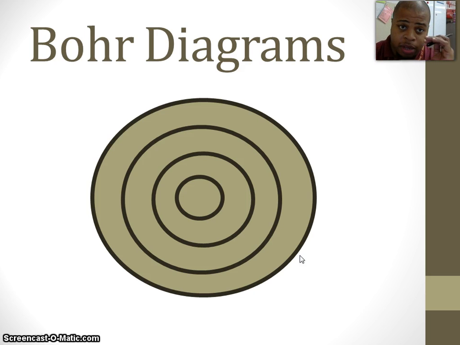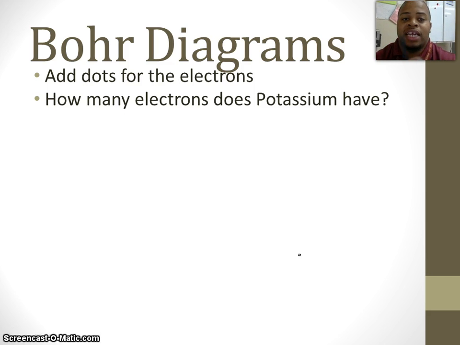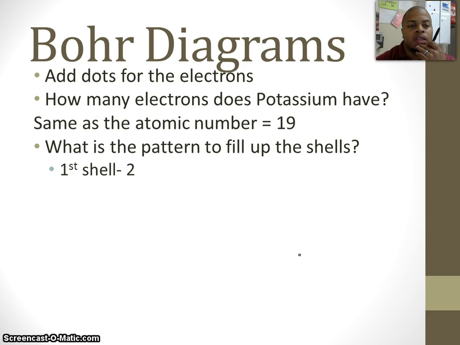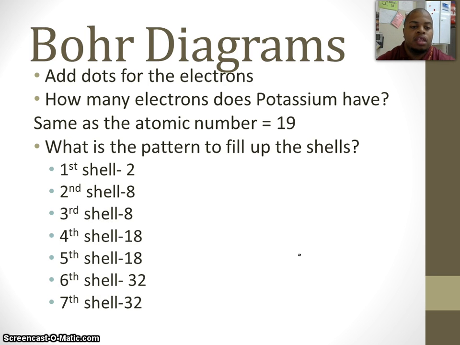Now, for the Bohr diagrams, I have to add the dots for how many electrons are there. So, looking at the periodic table, I find that potassium has 19 electrons total. So, I have to fill them in, one starting from the center and working my way out, and I have to follow this pattern. The first shell only holds 2. The second shell can hold up to 8. Third shell can hold up to another 8. Fourth, 18. Fifth, 18. 6 and 7, 32 apiece. Now, does that mean that they have to have electrons on those levels yet? No, it's just saying that they have the ability if they have those available.